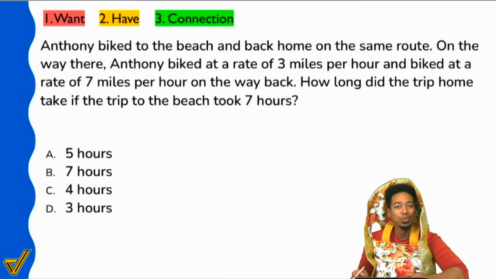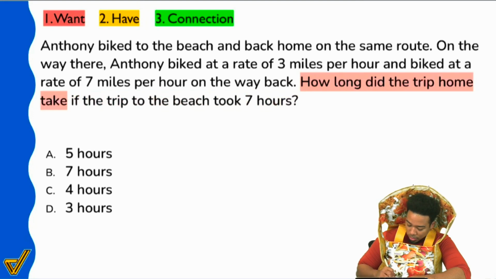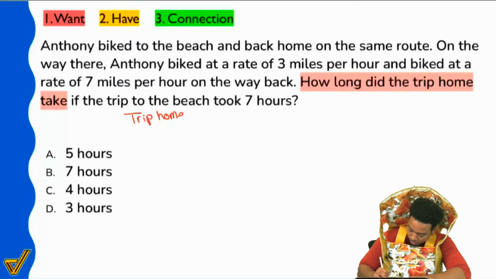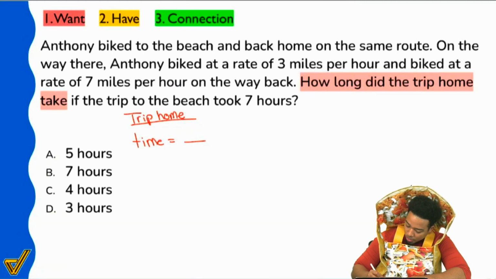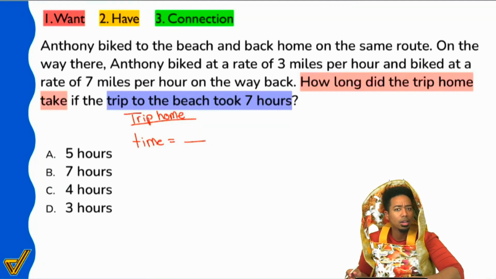So next question here, we're talking about Anthony's bike trip to the beach and back. This may seem familiar to those of you who were here in yesterday's class. So here we go. First things first, we want to read the question. It says, how long did the trip home take if the trip to the beach took 7 hours? So what we want to understand, again, is that this is the two-pronged approach. We want to know how long the trip home took. So here we have the trip home. And we want to know the time for the trip home. But at the same time, if you take a look over here, let me use blue. What we see here is that the trip to the beach took 7 hours. So everybody, we're looking for a time period, but then the question just tells you that the trip to the beach took 7 hours.